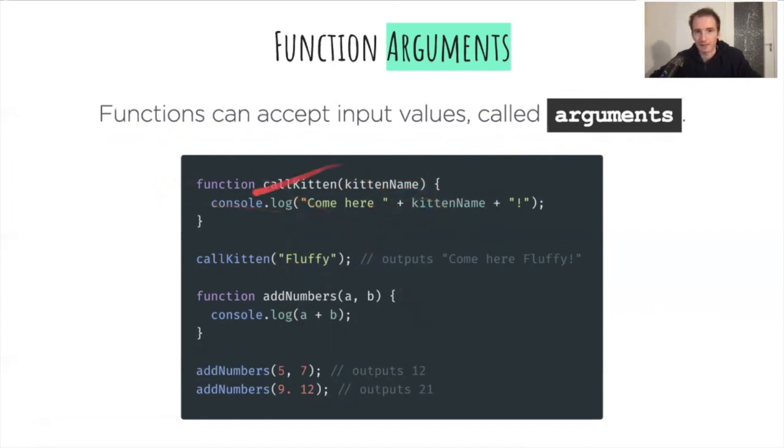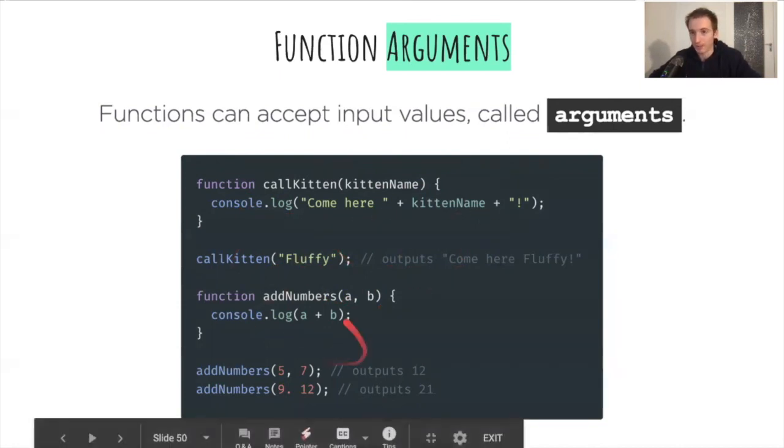So in this case, we've got a function called callKitten. It takes a kittenName as an input, as an argument. And then when we run this function, we get this console log of "come here" plus whatever name we decided to put in. And here we're just cranking out this black box. We're giving it an input of a string of Fluffy. And as a result, we'll get a console log of "come here, Fluffy."